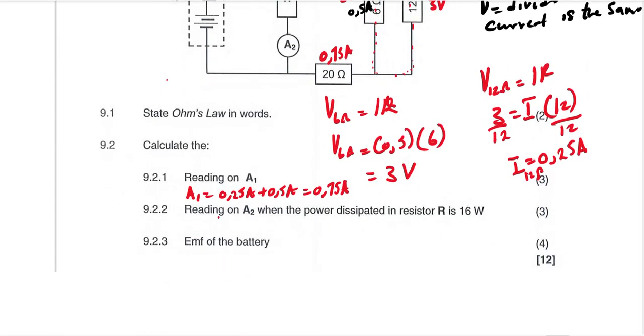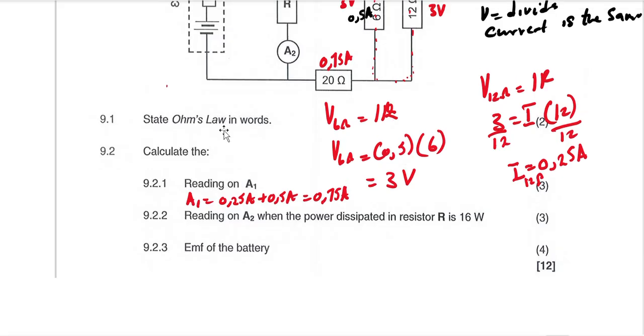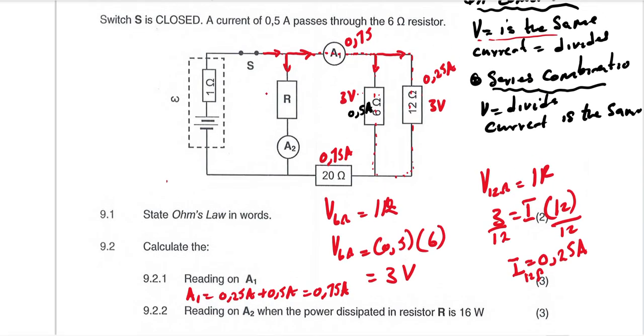So let's go and answer the second question. They say calculate the reading of A2 when the power dissipated in resistor R is 16 watts. Let's come here to resistor R. We have 16 W. So here, 9.2.2, we're going to use this formula: P is equal to what? VI. Do you get me? Since we know our P, let's substitute it.